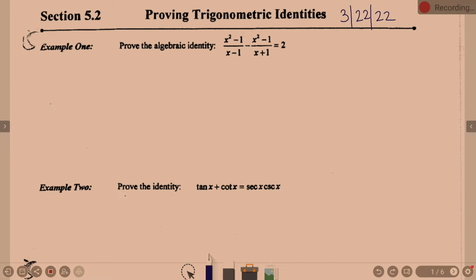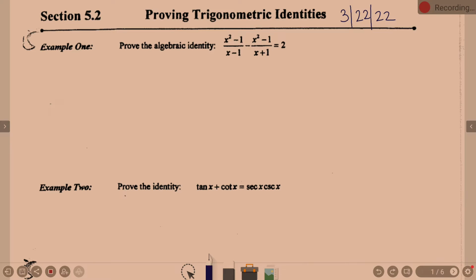Lesson 5.2 is proving trigonometric identities. So you may have thought you left proofs behind in geometry. However, you did not. We are proving things today. Now, the idea of the proof: they give us the starting place, they give us the ending place, and we have to fill in the middle. How do those two pieces connect?